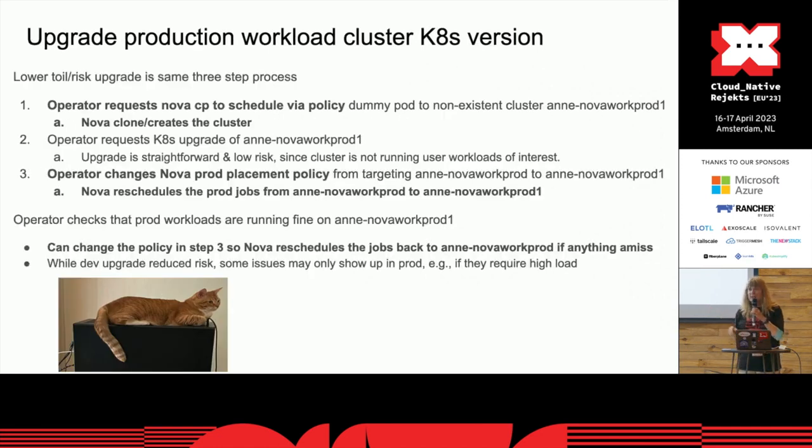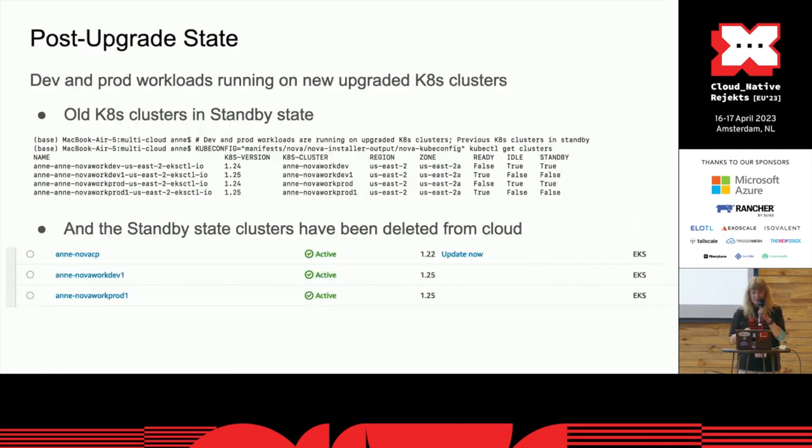So rinse and repeat, do the same thing for your prod cluster. You hope it works because it worked fine for dev, but sometimes things happen. And so finally you get to this post-upgrade state where you have the two new clusters running 1.25, and the two old clusters running 1.24 in standby state, and they've actually been deleted because this standby state policy was deletion from EKS, and all you have now are the two active 1.25 clusters.